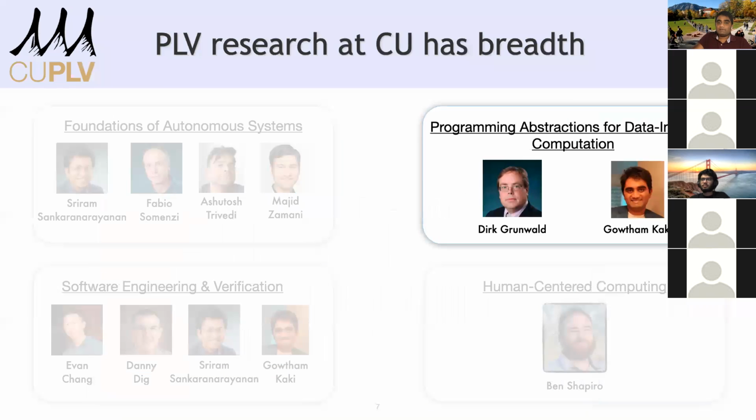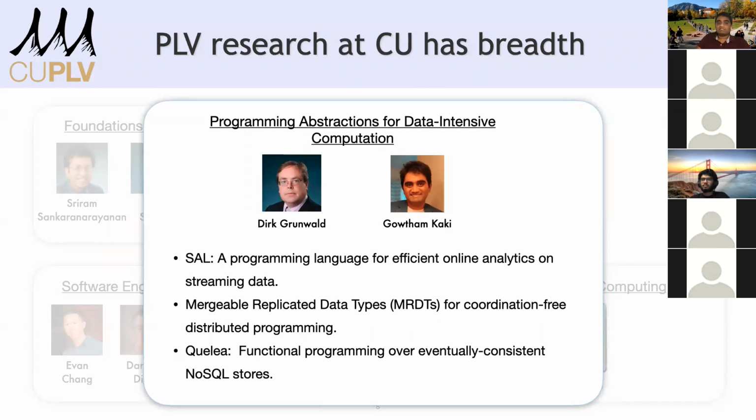Okay, so our next research thrust is on applying programming languages and verification techniques to reason about complex real-world computer systems, right? Here, Professor Dirk Grunwald and I work broadly on applying these techniques to real-world computer systems. A recent focus area that Dirk and I have been working on is designing new language-level abstractions for data-intensive computations, which have become really prominent of late because of the proliferation of big data and machine learning.